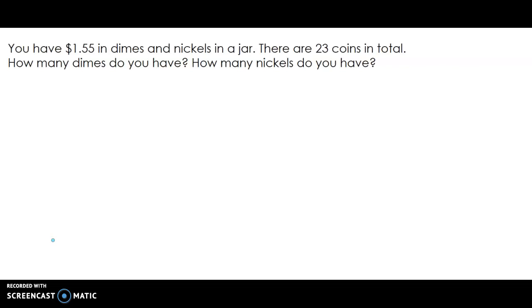You'll see there's a problem on the screen. This is how we're going to formulate our lesson for today. And so we read that we have $1.55 in dimes and nickels in a jar. And there are 23 coins in total. And ultimately, we're trying to answer how many dimes do we have and how many nickels do we have.